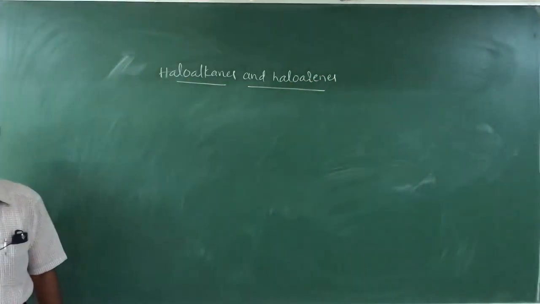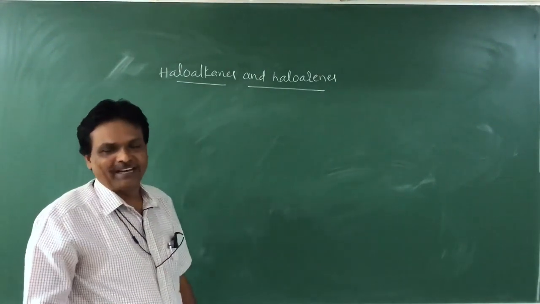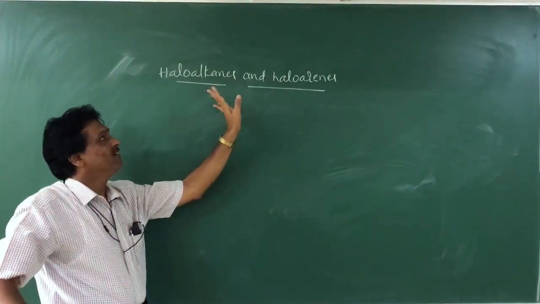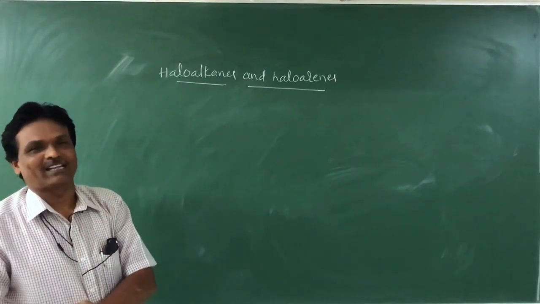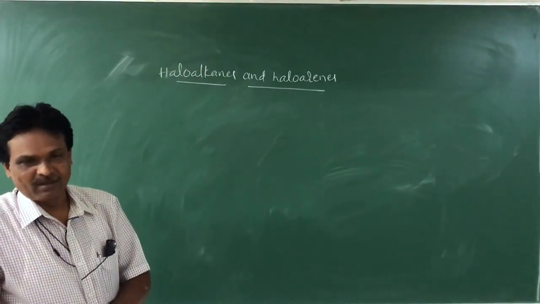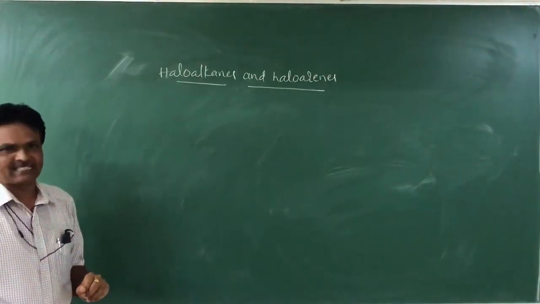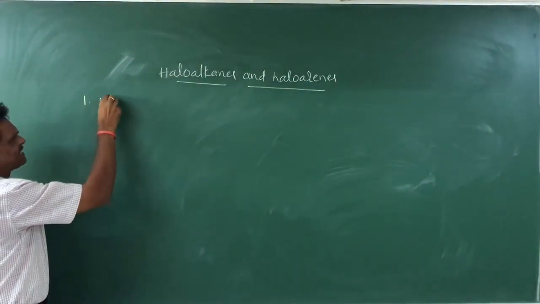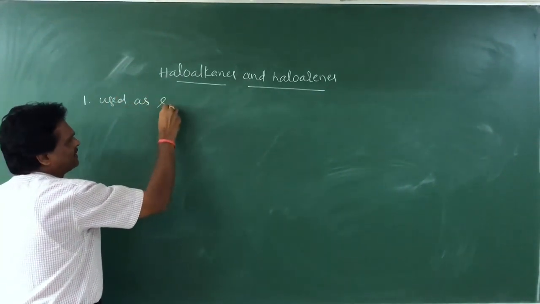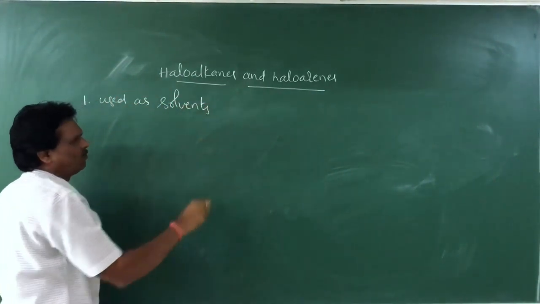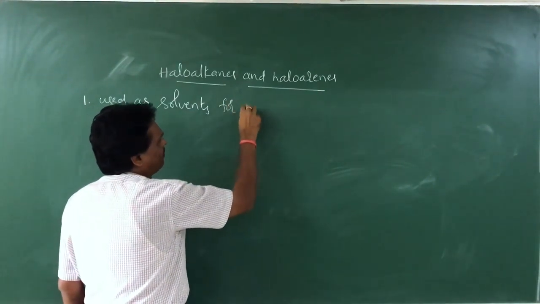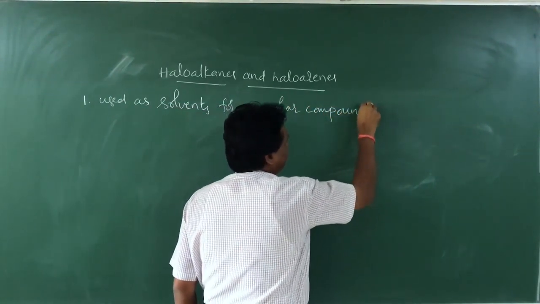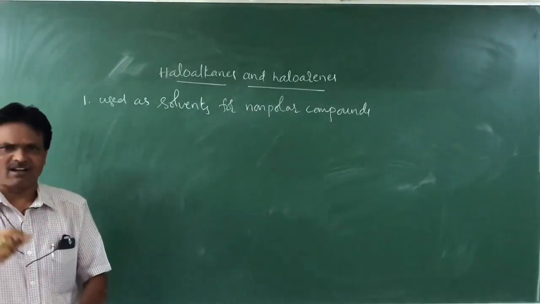So why are we going to study haloalkanes and haloarenes in organic chemistry? What is the importance of haloalkanes and haloarenes? What are the applications of these compounds? Haloalkanes and haloarenes, some halogenated hydrocarbons, are used as solvents for non-polar compounds.